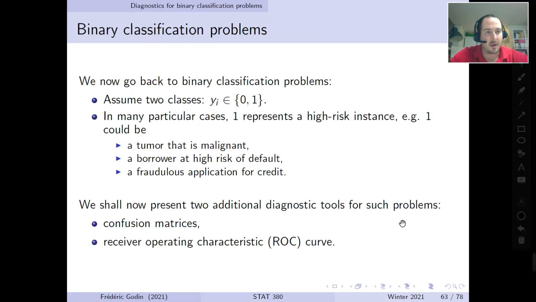So we'll stop the lecture here, and in the next lecture we'll discuss some additional diagnostic tools to determine the accuracy of classification models for binary classification problems.